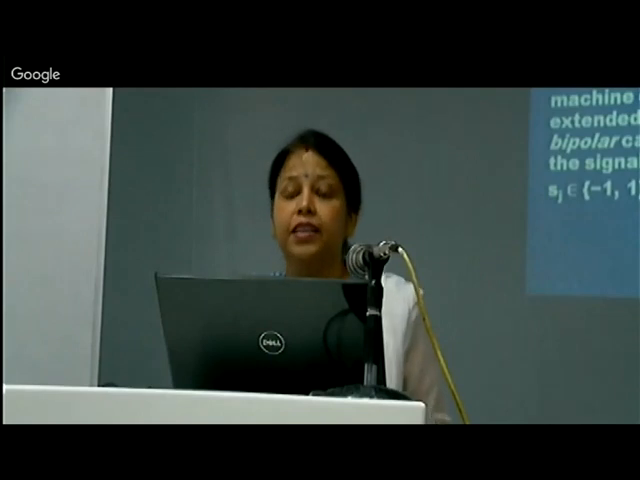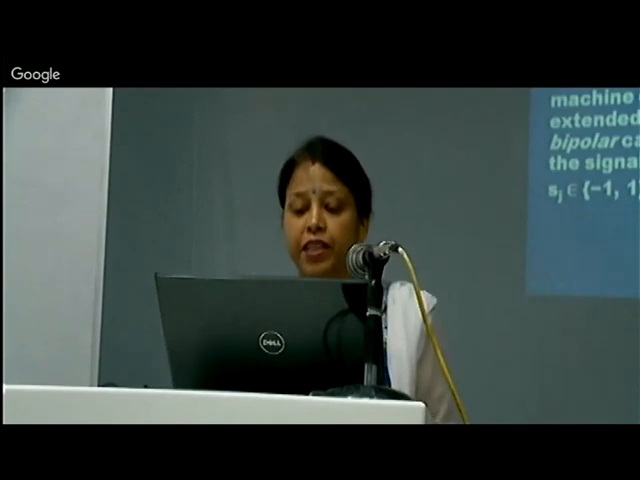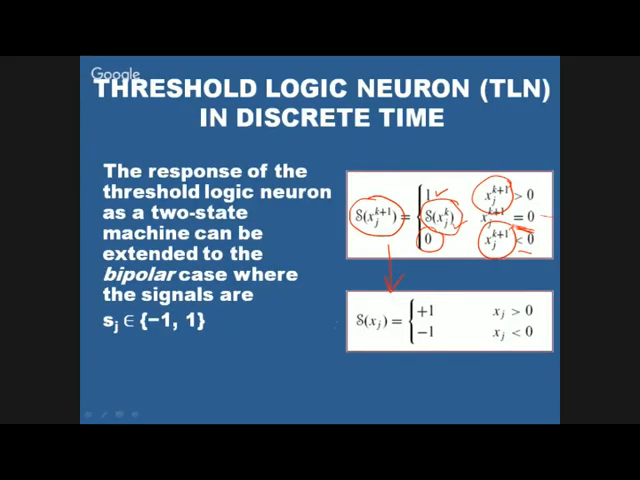And finally, from this equation the scientists developed another equation. They are saying that the output of xj will be plus 1 if it is greater than 0, and it will be minus 1 if it is less than 0. These two terms are given to avoid the equal to 0 part, and this is known as your bipolar function.